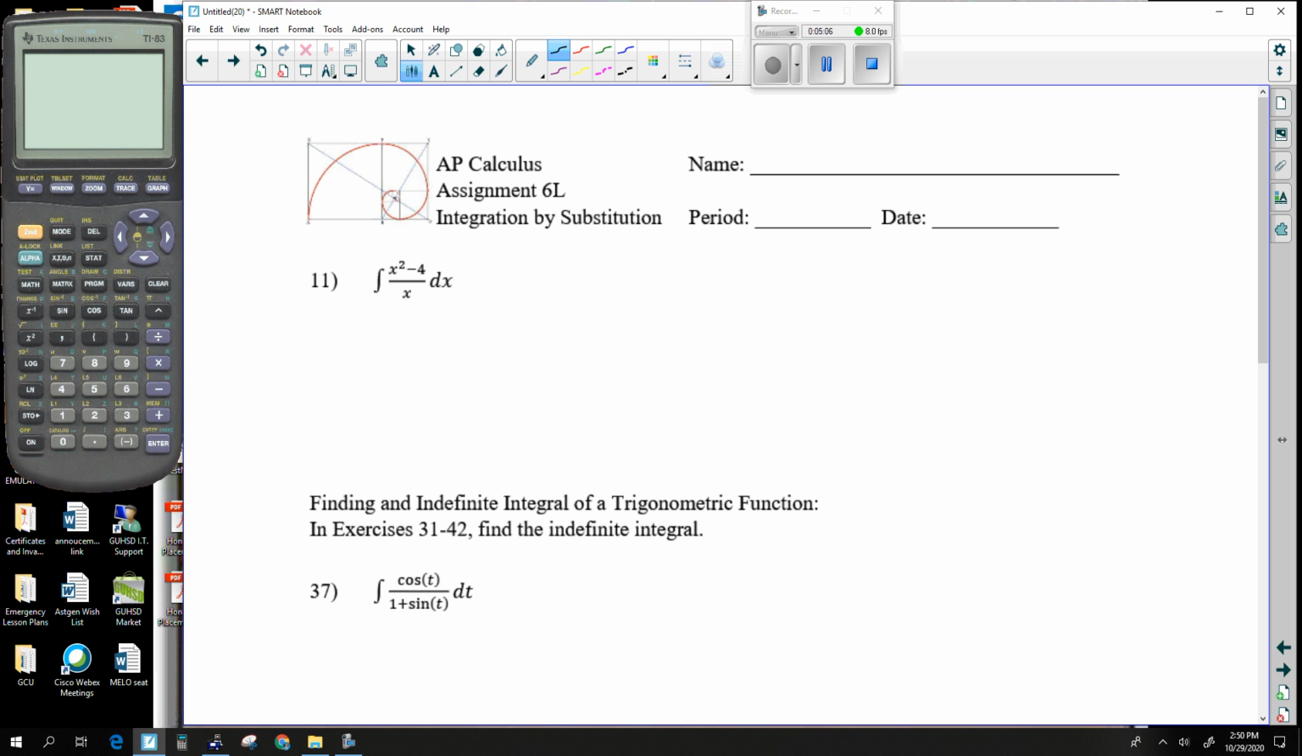Okay, here I separate it. And again, what I mean by that is this. I'm able to separate numerators. Can't separate denominators. I'm able to separate numerators. So this is going to be the integral of x minus 4x to the negative 1. That's what this problem is. There's no u substitution necessary because we can just handle business.